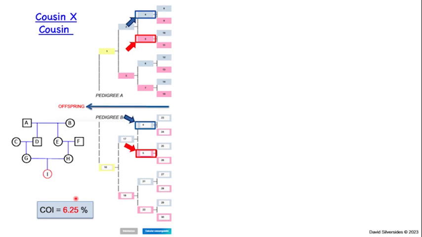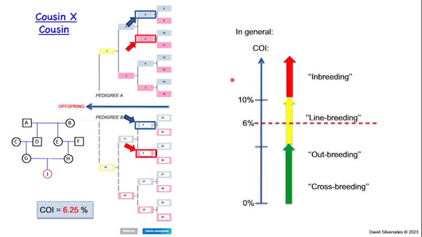So how to make sense of all of this? As follows. Once again, inbreeding is a compromise. If we have too little inbreeding, we have trouble passing on the desired phenotype to the next generation. If we have too much inbreeding, we start to have problems with inbreeding depression. If we maintain our inbreeding coefficient around 6%, this would be considered line breeding. Now, once again, 6.25% is the increase in inbreeding that we get from a cousin by cousin mating. So this would be the limits of acceptability.